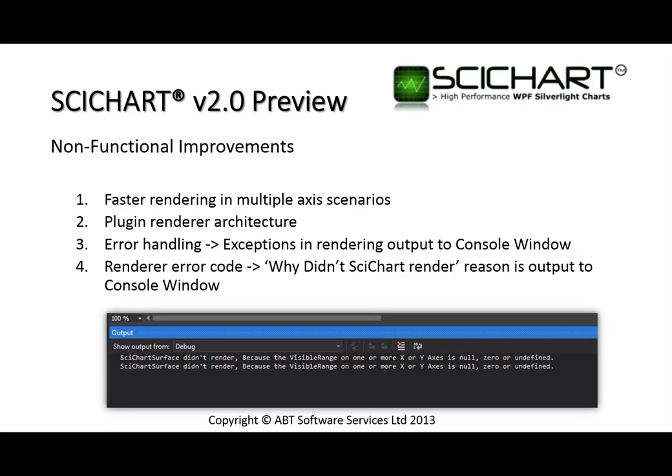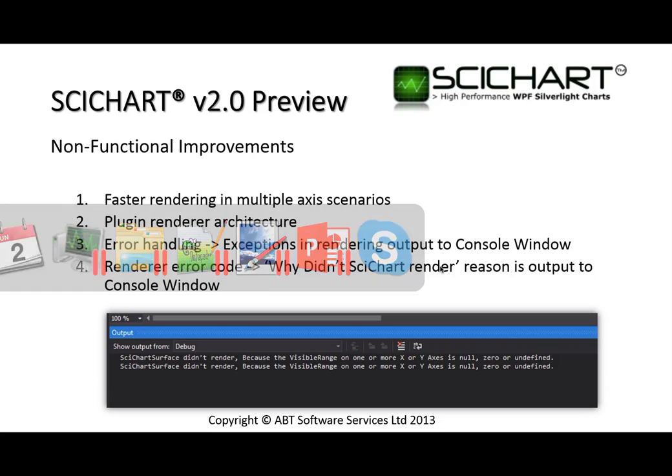A couple of non-functional improvements. We have faster rendering in multiple axis scenarios. We've developed a plugin renderer architecture, error handling, exceptions, and why SciChart didn't render. These are all outputs to the console window, so you'll never see an exception again happen on the render thread. It'll output to the console window.